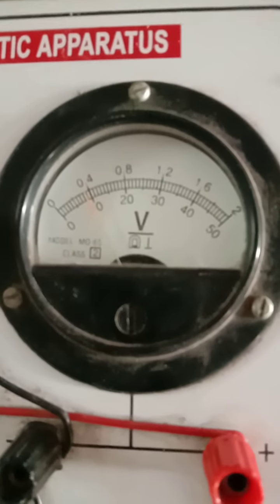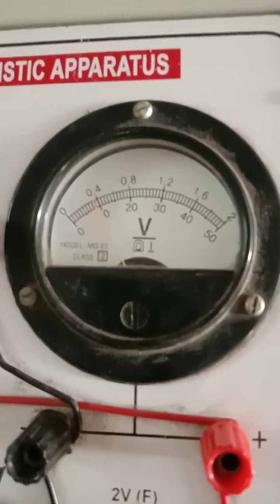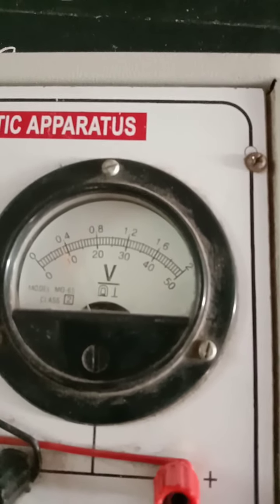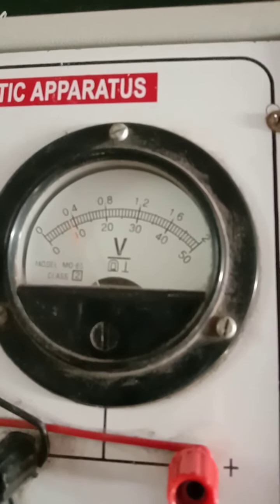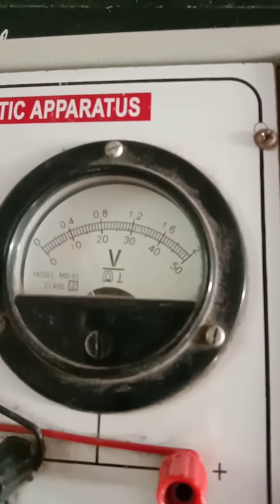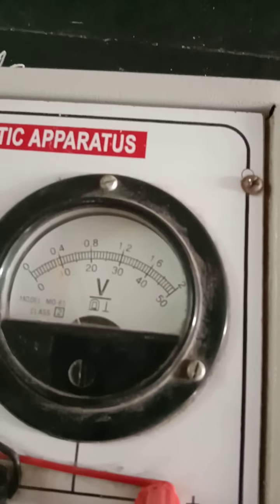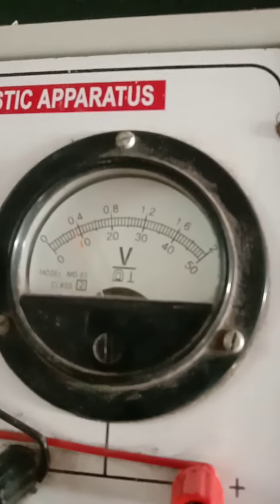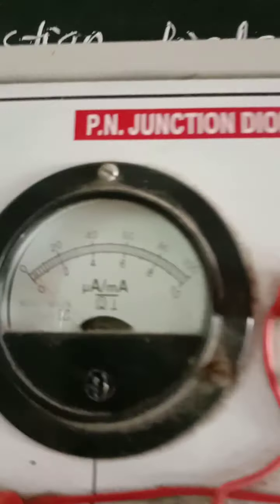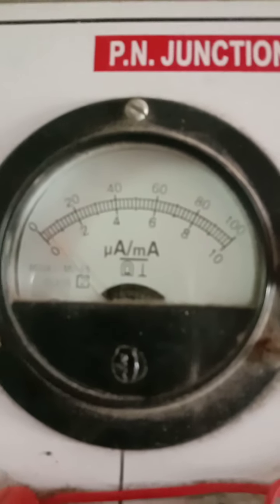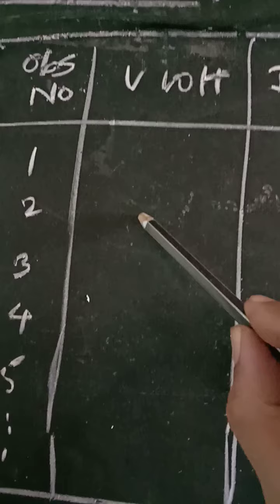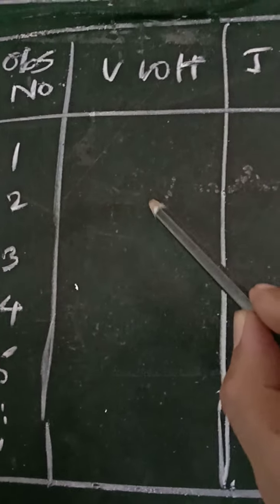If it is on the 5th division, then the least count of this voltmeter is 0.04, so 0.04 into 5 gives us 0.2. That will be the voltmeter reading, but at the same time there will be no change in the current meter, and therefore it will be 0. Therefore the second reading, in the voltmeter column, will be 0.2 volt, and in this case again the current is 0.